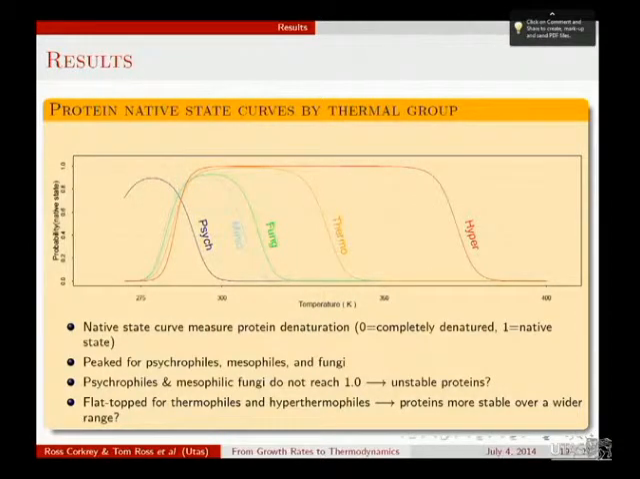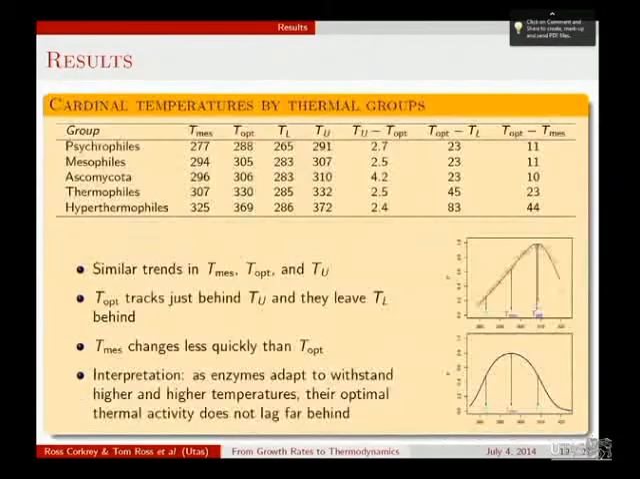Then you go into the thermophile and hyperthermophile groups, and they become very flat-topped. Now that's something we didn't expect. They also join up on the bottom, the lower temperature range, so they become more and more stretched as you go along. So the suggestion is that proteins for thermophiles and hyperthermophiles are becoming more and more stable over a wider and wider range.